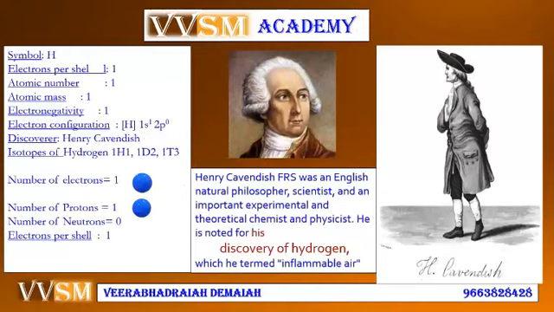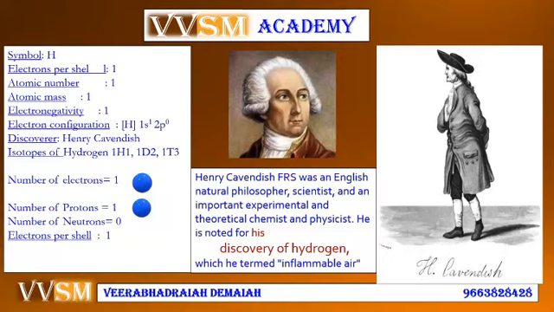Well friends, let us have a brief history on hydrogen. The symbol is H. Electron per shell is only 1. Atomic number is only 1. Atomic mass is also 1. Electronegativity 1. Electronic configuration 1s1. Isotopes of hydrogen: 1H1, 1D2, 1T3.